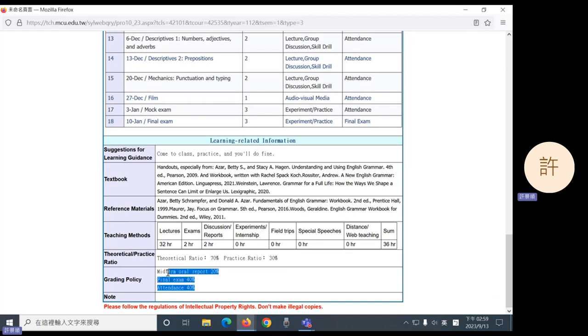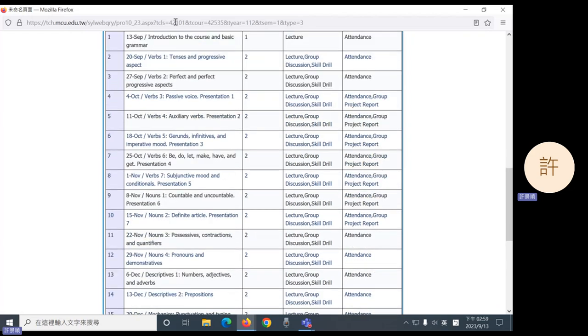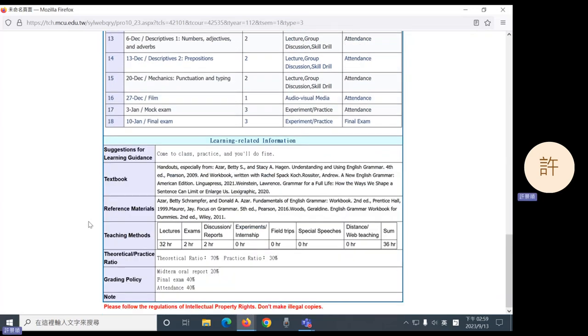And then this information is very important. This is your grade. Out of 100 points, your midterm oral report will be 20%, final exam will be 40%, and attendance will be 40%. So what is the midterm oral report? If you look at this schedule, you will see starting from week 4, right? We have presentation 1, and then presentation 2, all the way to week 10, presentation 7. These will be group oral reports. I will show you your topics later today, and I will also lead you into dividing into small groups. I'll talk about that later. Final exam is very straightforward. Week 18, come to class, take the exam, that's worth 40%.